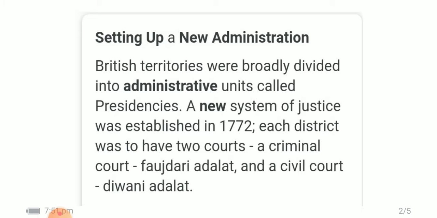From 1772, a new system of justice was established, that is, each district had two courts: a criminal court, Faujdari Adalat, and a civil court, Diwani Adalat. Maulvis and Hindu Pandits interpreted Indian laws for the European district collector, who presided over the civil court. The criminal court was still under a Qazi and the Mufti, but under the supervision of the collector.